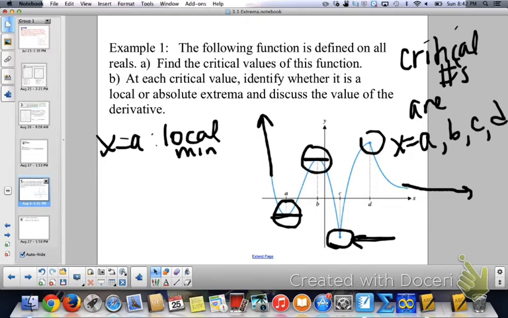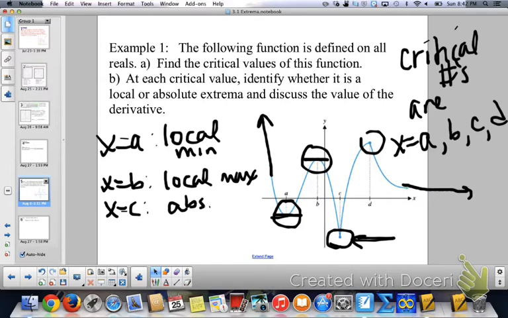B, right there is a local max, or relative, whatever word you want to use. Right in that local area, there's a max at B. C, we're going to call x equals C an absolute min.